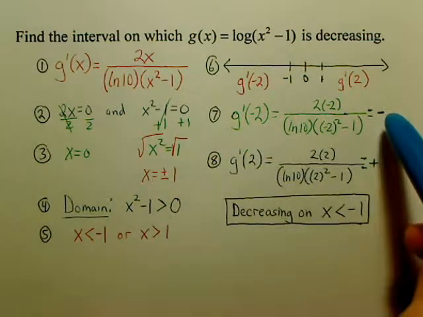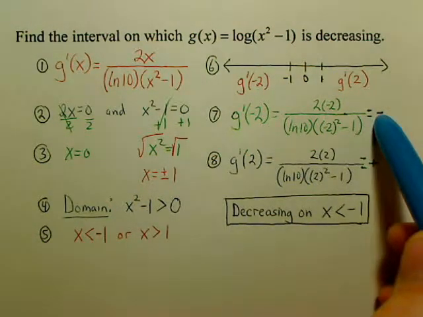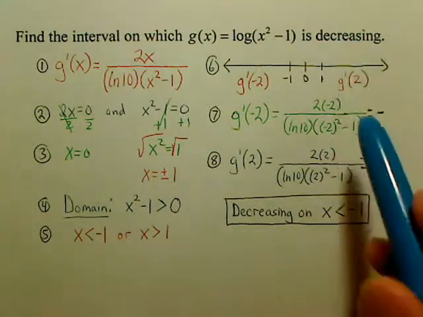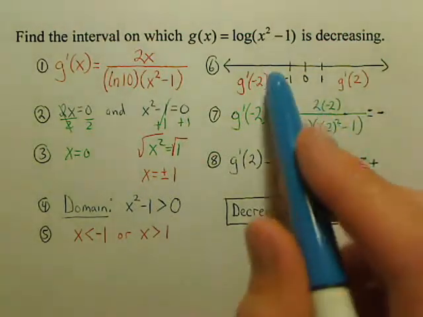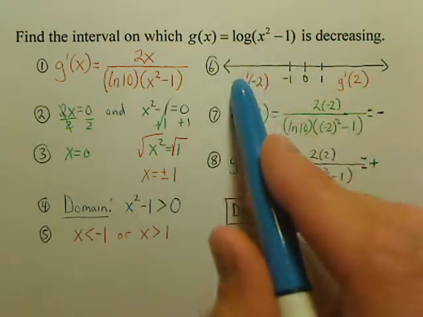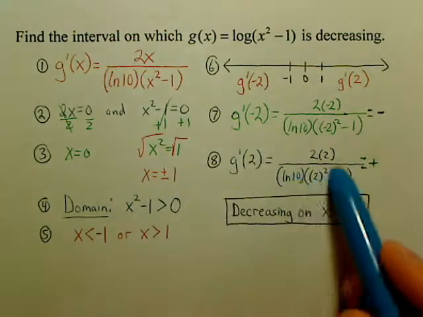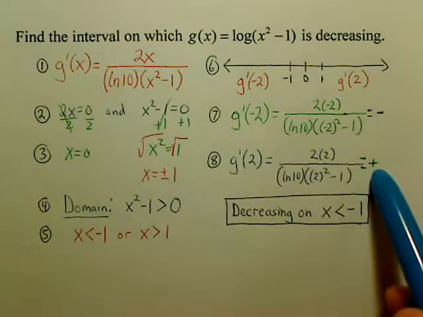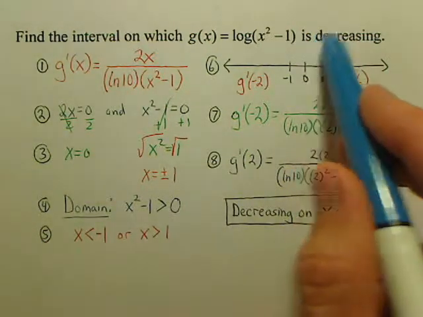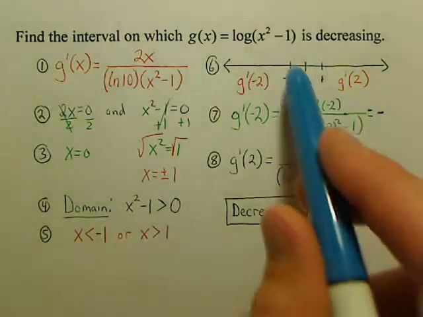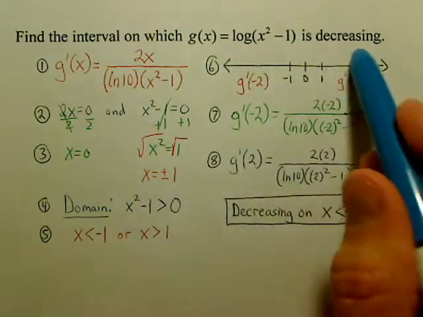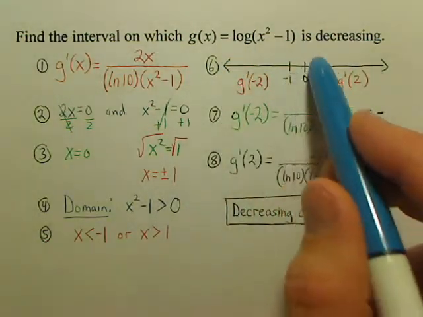And so this is going to be negative, which means it's going downhill, which is decreasing. So we know for sure values on this side of negative 1 are decreasing. When we plug in 2 to this, you can see the work right here, it comes out positive, which means it's increasing. The question's asking for decreasing, so it's on this interval right here. This one's increasing, and these values don't exist.